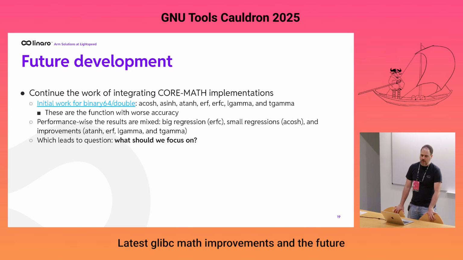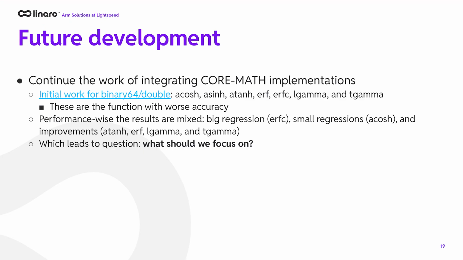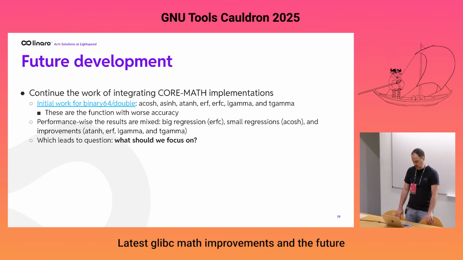I plan to continue to work on integrating CORE-MATH implementations, now for the double ones. The double ones are kind of slightly different from the float because some of them require some multi-precision support. But different from the previous IBM support, it requires fewer multi-precision bits because the mathematical development specified that it was not required up to 1,000 bits. It's only between 128 to 200 bits of precision, which is way less.